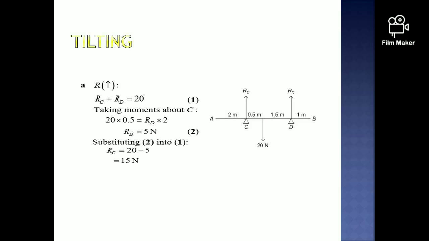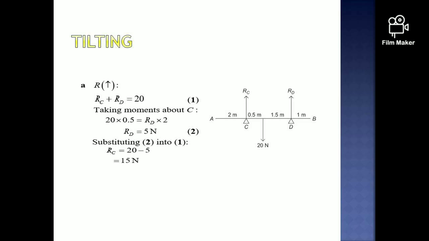Here part A is the same thing we have practiced in our moments and tilt lessons as well. Since this is in equilibrium, upward forces equal downward forces. The upward forces are RC and RD. The downward force is 20 newtons. So you get the first equation: RC plus RD equals 20. Then I'll consider the moments around C. The moment due to reaction RC can be ignored since it passes through the same point.